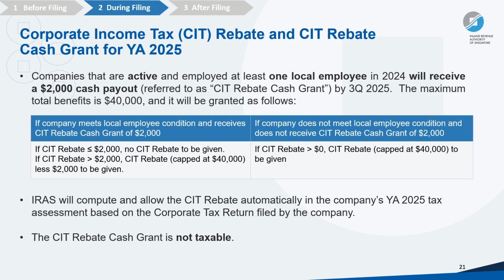In YA 2025, companies that are active and employed at least one local employee in 2024 will receive a $2,000 cash payout by third quarter of 2025. The maximum total benefit is $40,000, and it will be computed as per the table shown here. IRAS will compute the CIT rebate automatically in the company's YA 2025 tax returns.